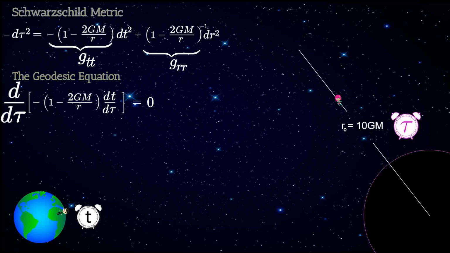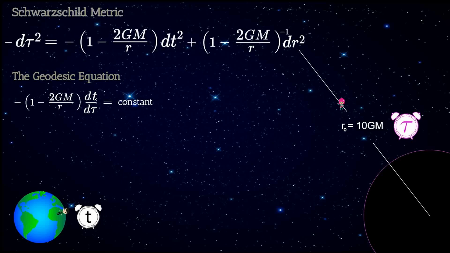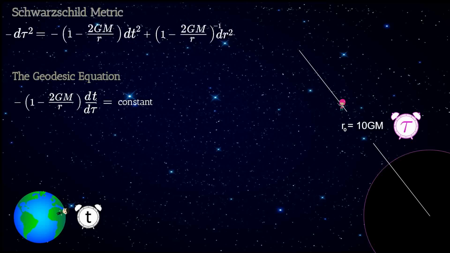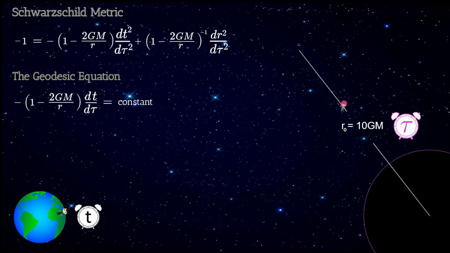Since the derivative of the term inside the square brackets is 0, it follows that the term itself is a constant of the motion. But what is this constant? To answer that question, we can look back to the metric equation. Let's divide the metric equation by d tau squared. And now let's use our initial condition that when r equals r naught, dr d tau equals 0, because that is when Stella began her fall from an initial velocity of 0 at the location r equals r naught.